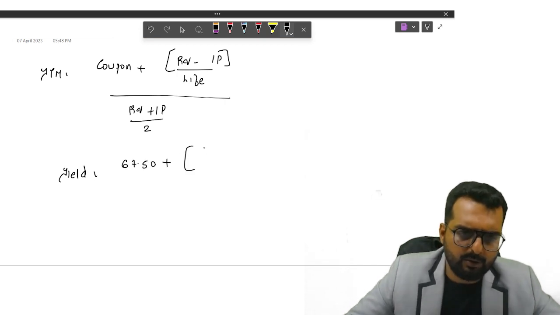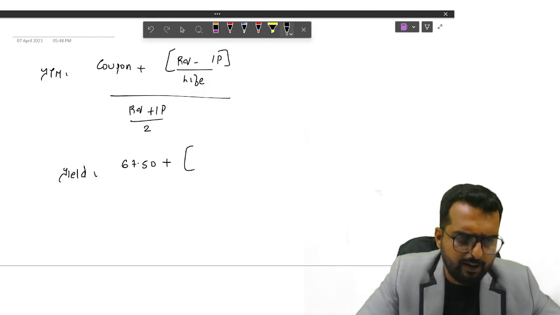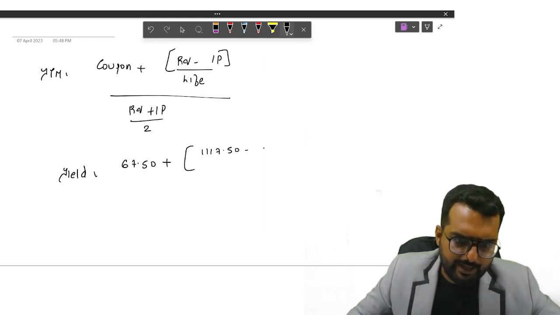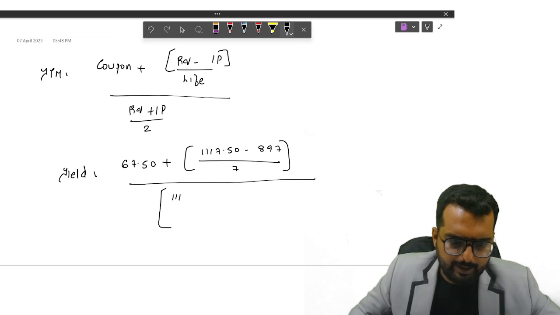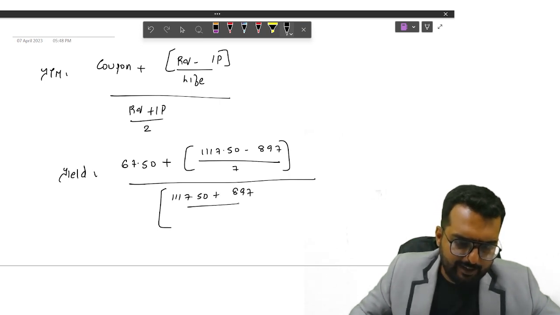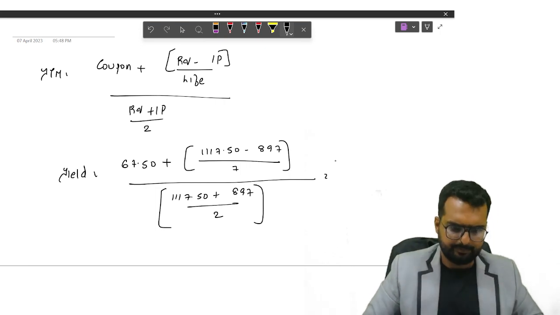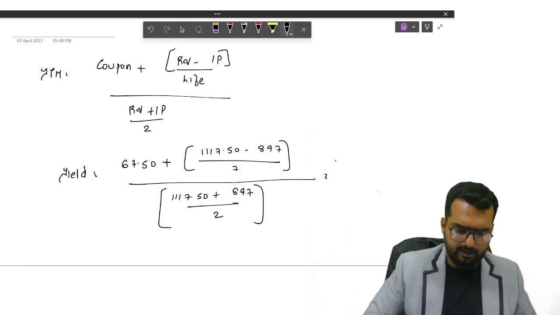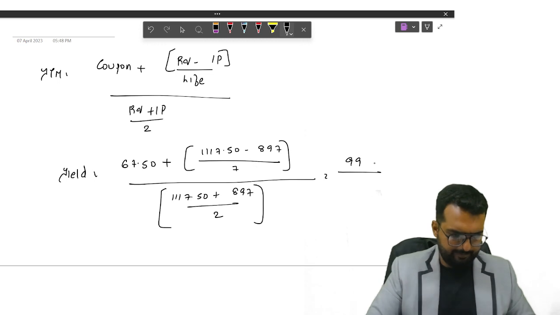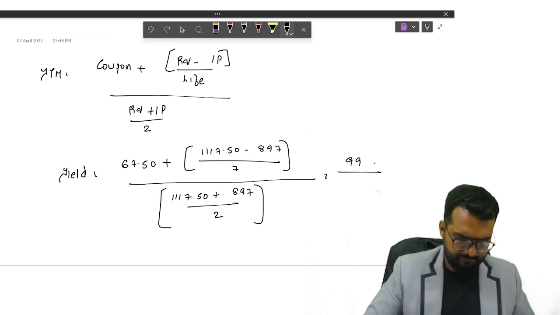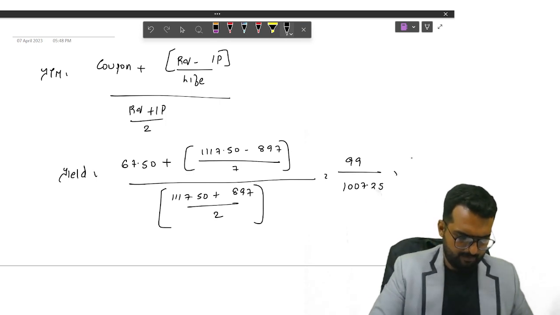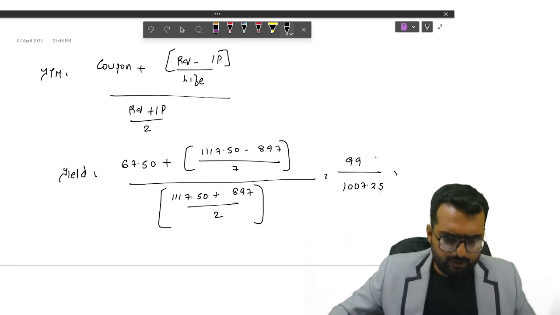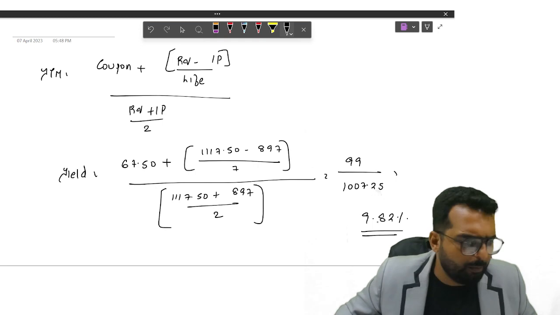So that will be 67.5 plus redemption value will be the closing value. What is the closing value we are having? 1117, right? Minus issue price is 897 divided by life is going to be 7 years. Whole divided by 1117.5 plus 897 divided by 2. Can somebody help me with the answer? I'll be getting 99 divided by 1007.25. You do this, you'll get the answer as how much? 9.82%.